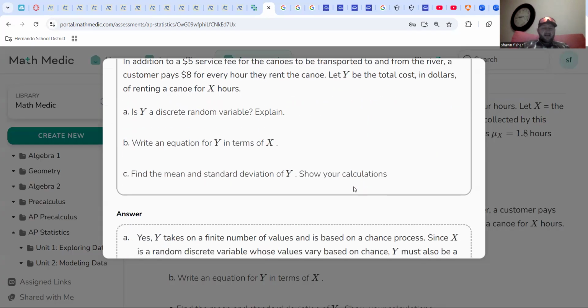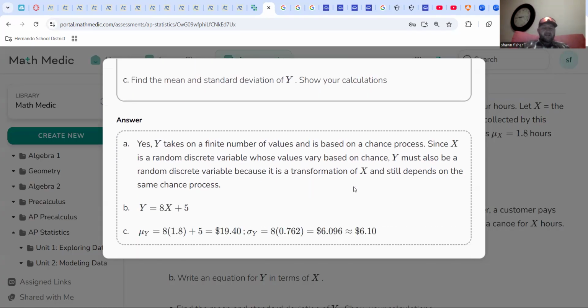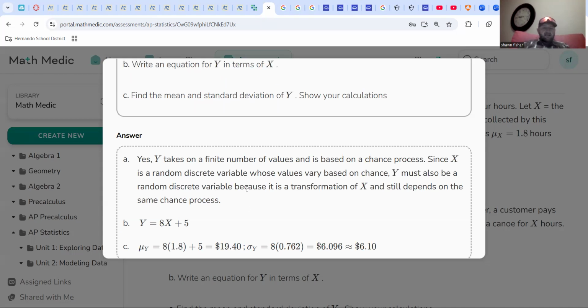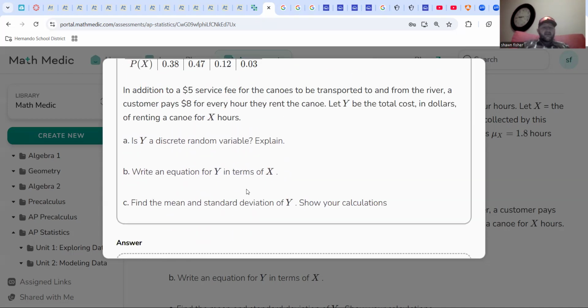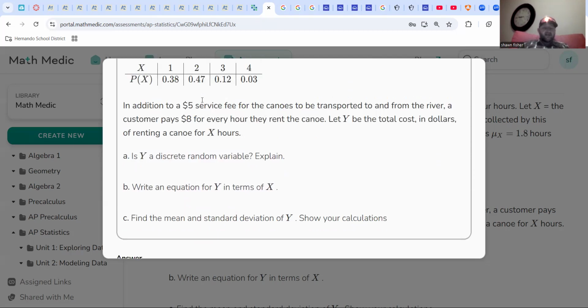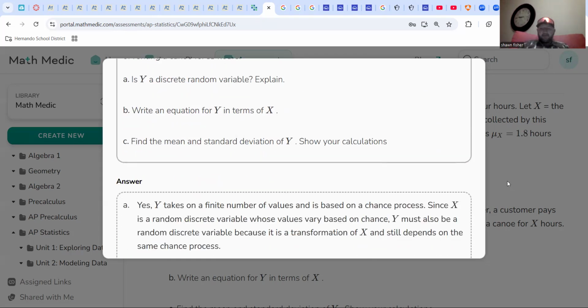All right, let's see if we're right here. 19.4, I think, is what we got. And yes, 6.096. So the mean, I guess we're talking about money here, right? Let me go back to the original problem. Oh, yes, we are talking about money. What's the average amount of money if somebody's spending 1 hour out there, 2 hours out there, in dollars? That's right. Okay.